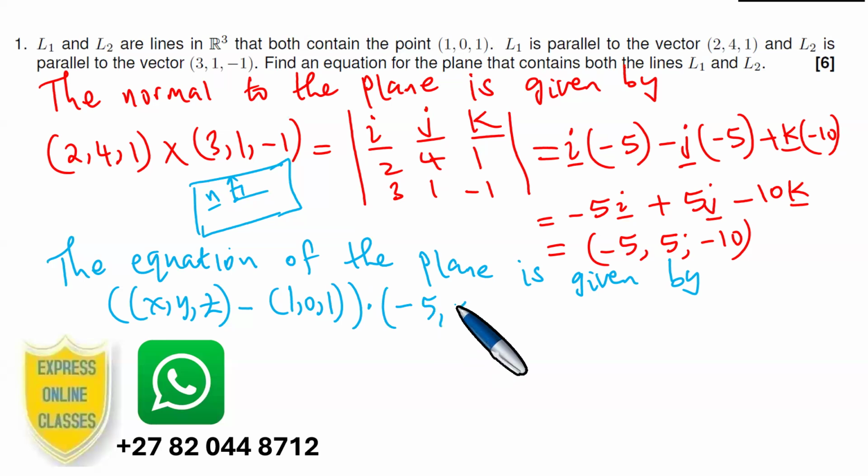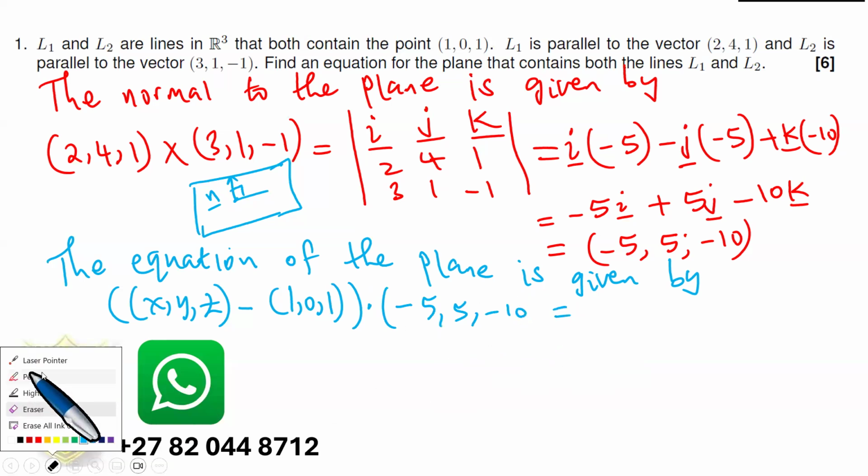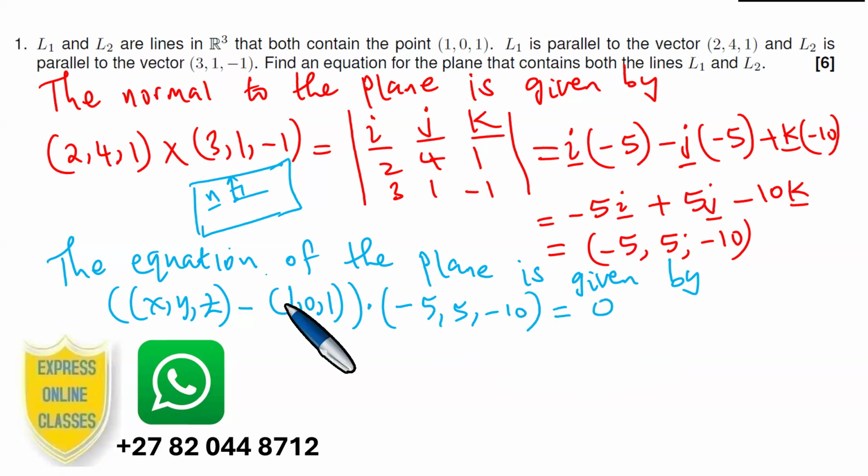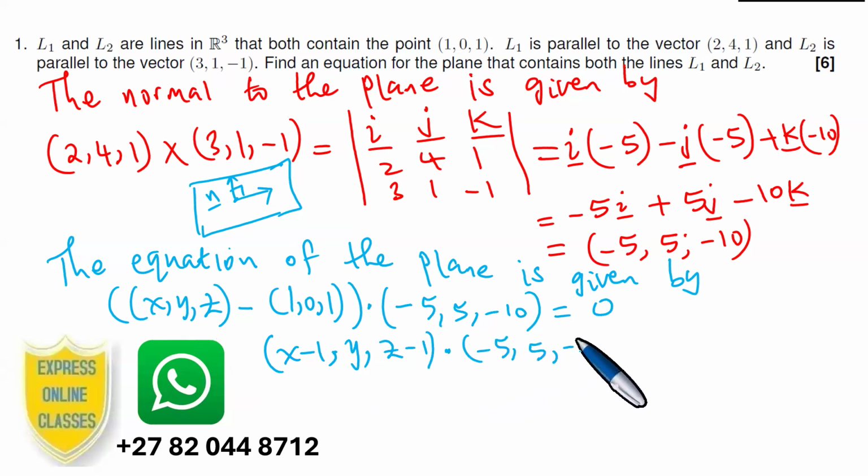All right, so we have (-5, 5, -10). Now, the dot product of a vector perpendicular to the plane and a vector parallel to the plane is 0 because the vectors are orthogonal. A vector parallel to the plane and one perpendicular to the plane are orthogonal vectors and therefore have 0 dot product. And this, as a consequence, yields the following. So we have here x minus 1, then y, and then z minus 1, and this dotted with (-5, 5, -10) equals 0.